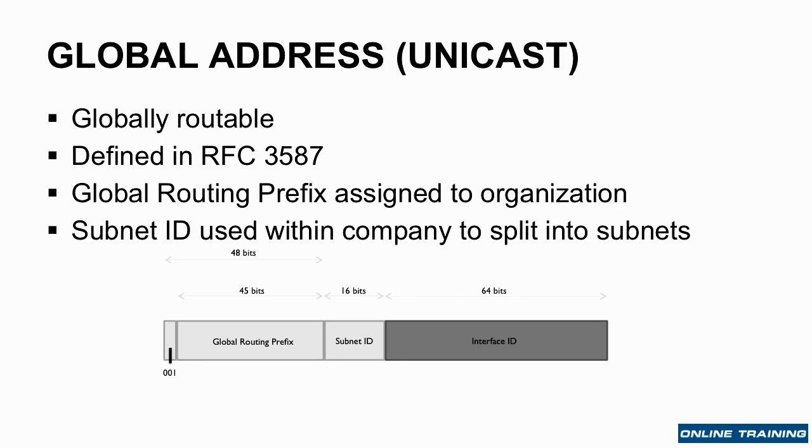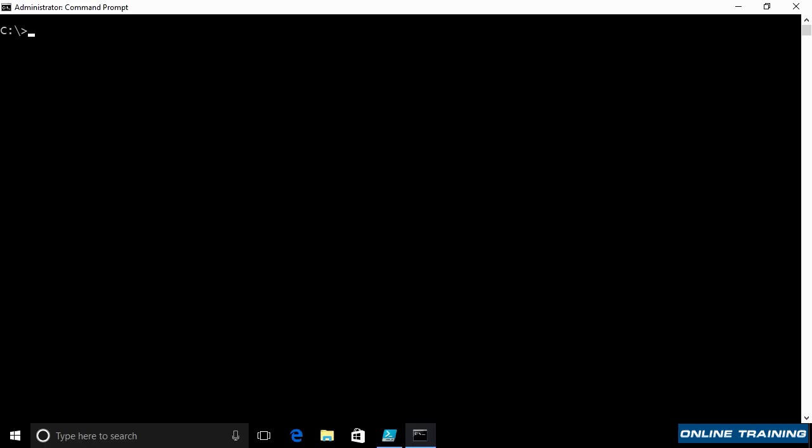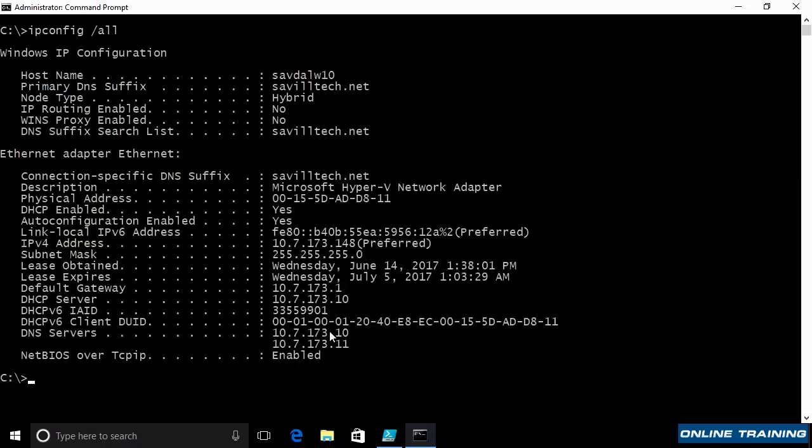The next approach, remember, I can have multiple ones of these. I can have a link local. Now the link local, this is like the 169.254, the automatic. These are used by nodes to communicate on the same subnet. I can do neighbor discovery processes, and these are just automatically configured. If I was to look at my machine, and if I run an ipconfig /all, you can see I have various IP addresses, and I have a link local IPv6. So that was that automatically assigned IP address, FE80, which is what it will always start with because of those first bits.